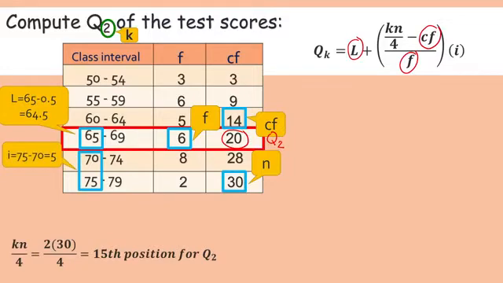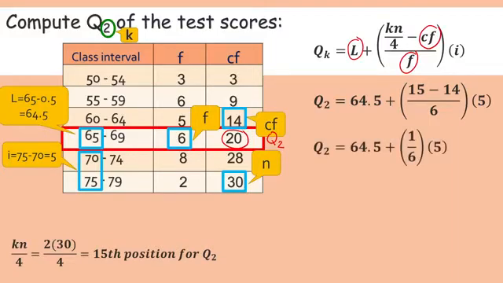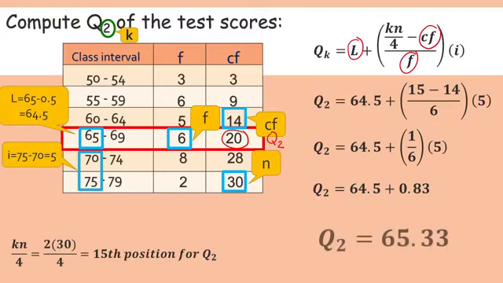So, substituting everything in our formula, we will have 64.5 plus 15 minus 14 divided by 6 times 5. So, subtracting 15 and 14, you'll get 1. 1 times 5 divided by 6 is how much, in 2 decimal places? 0.83. 0.83 plus 64.5 will give us 65.33. That's totally correct. Okay, so that's the second quartile.